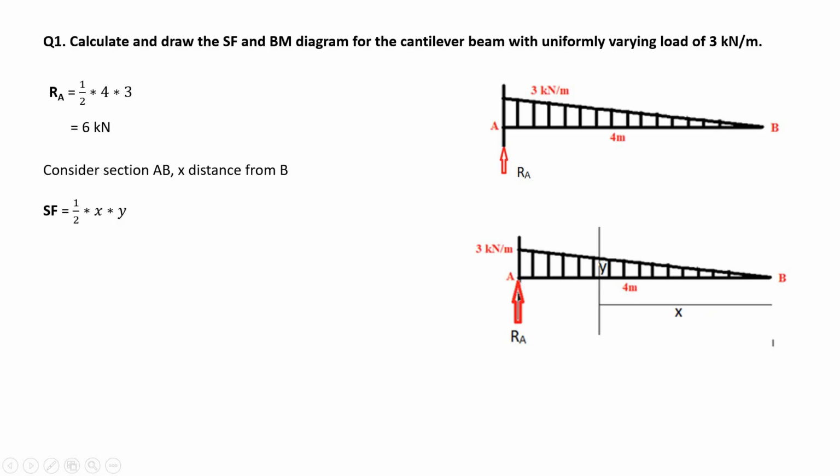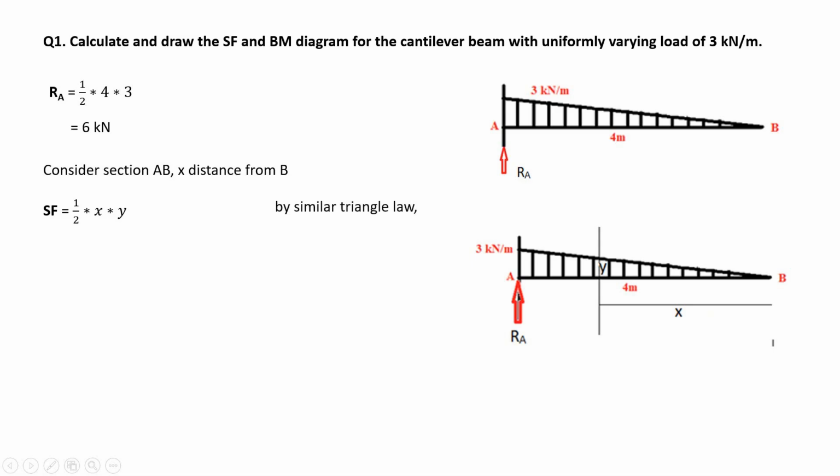First, the equation for shear force. The shear force equation will again be half into base into height. We will be considering only the triangle which can be seen from B up to this section line. The rest of the portion we can simply neglect. We will consider only the right side of the section line, where the base is X and the vertical height we are naming as Y. So the area will be half into base into height, that is half into X into Y.